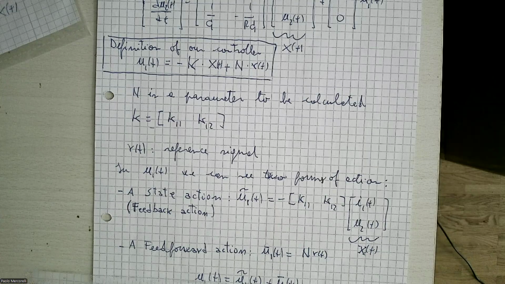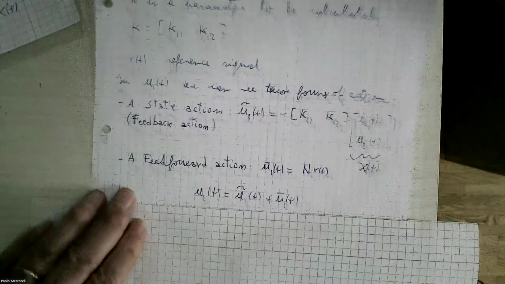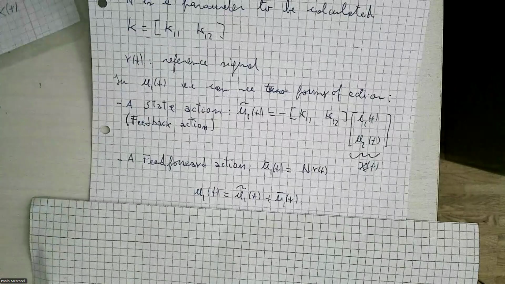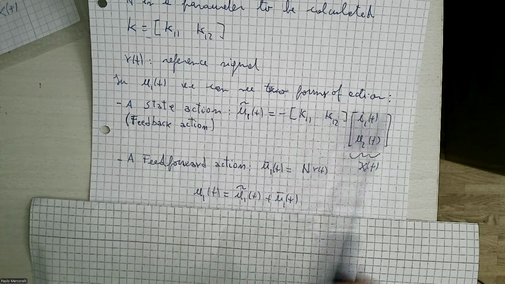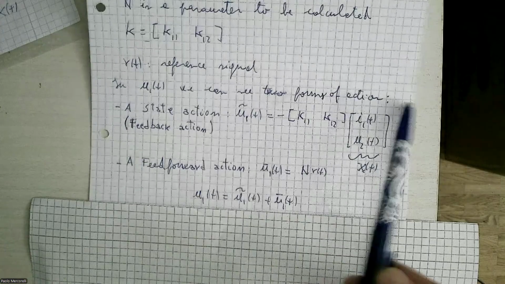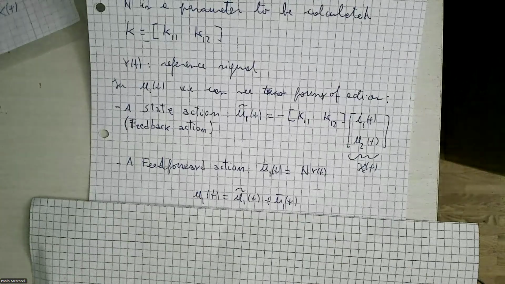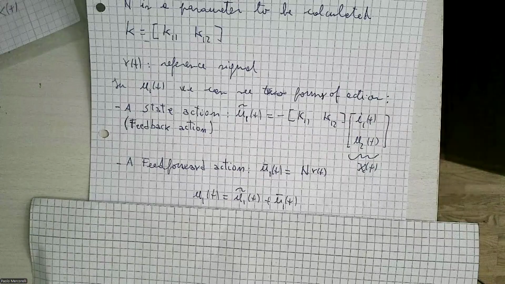We can see that we have two signals, U1 tilde and U1 hat, which came from these two separate steps. I didn't write step one and step two. I can do that if you want. But anyway, we can see two forms of action. Probably this wording, I'm sure, came from a book. But if you want, you can say also step one and step two.